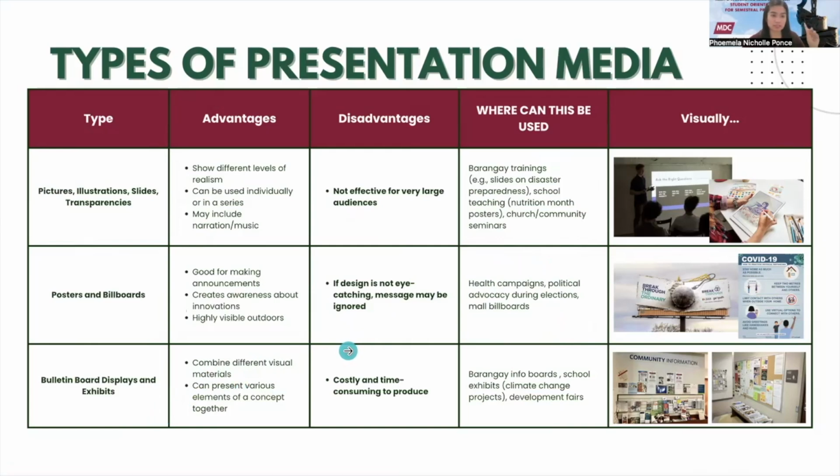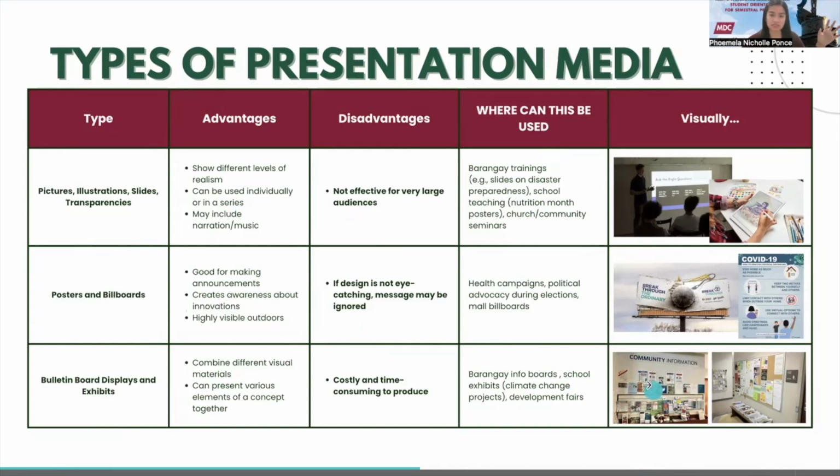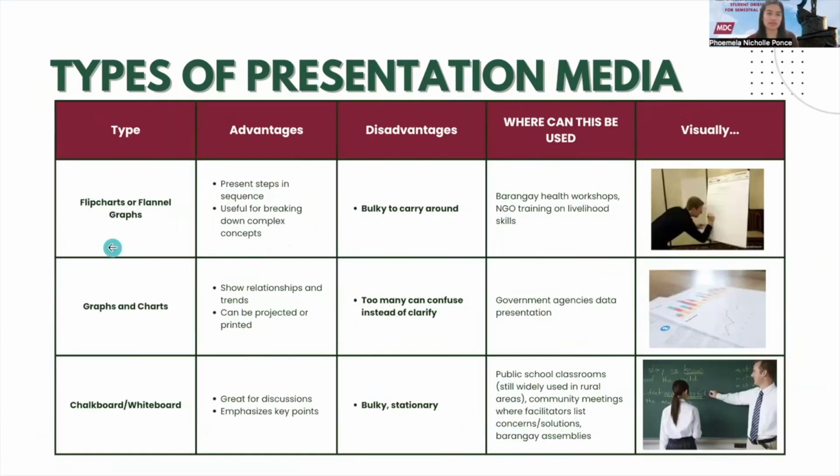We also have bulletin boards or displays and exhibits. What's nice about bulletin boards is that they allow a combination of different visual materials clumped together as one. Just like here, these are different posters clumped together in one bulletin board. And people can just go there and look at whatever they're looking for.